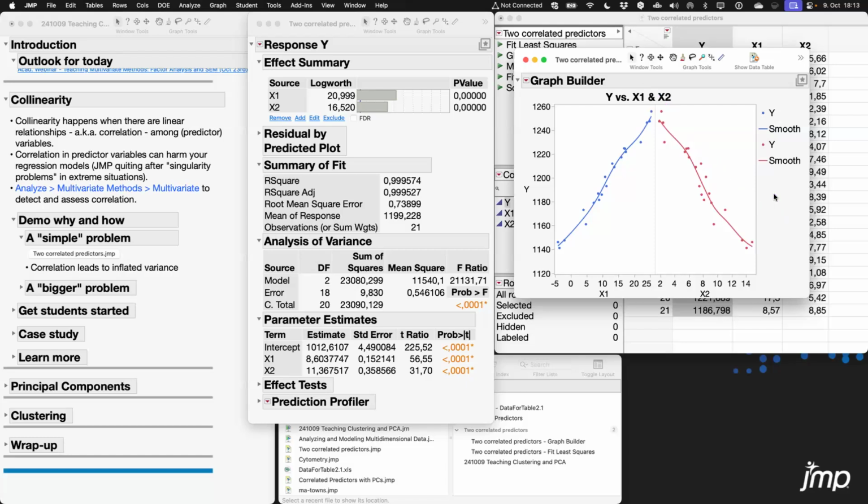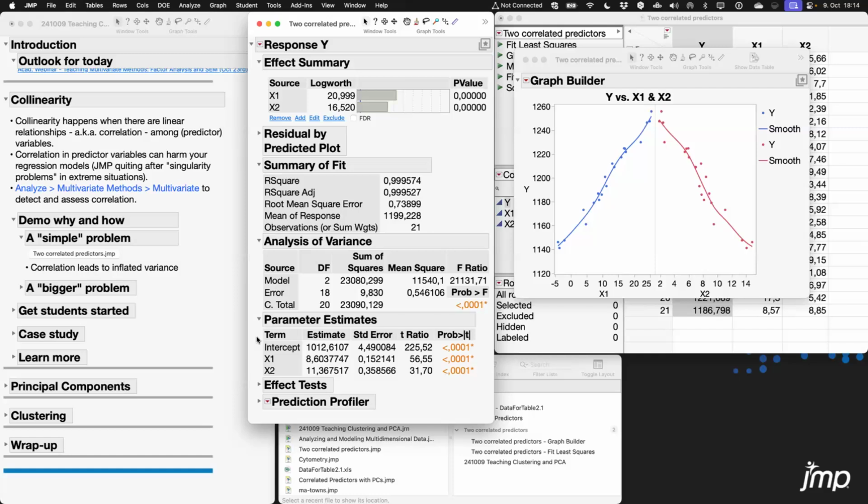So what's happening? What's true? The difference is that in Graph Builder, we are just looking at two bivariate relationships. If you just look at Y versus X2, you would see this negative trend. But here we have a multivariate setup. So here we look at the effect of X1 with also having X2 in the model. And we are looking at X2 also having X1 in the model. So it's a different situation.